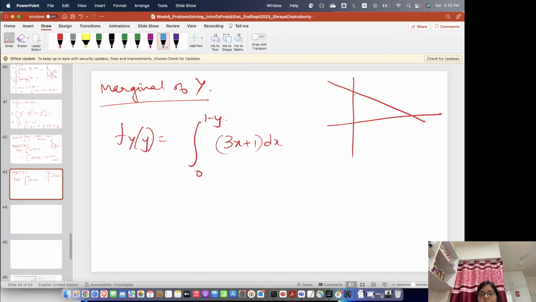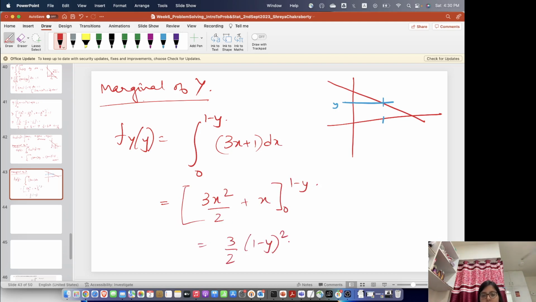The distribution of y is that we are fixing y. So then x can range from 0 to 1 minus y. Okay, so this will be 3x square by 2 plus x, from 0 to 1 minus y. This will be 3 by 2 times (1 minus y) whole square plus (1 minus y).